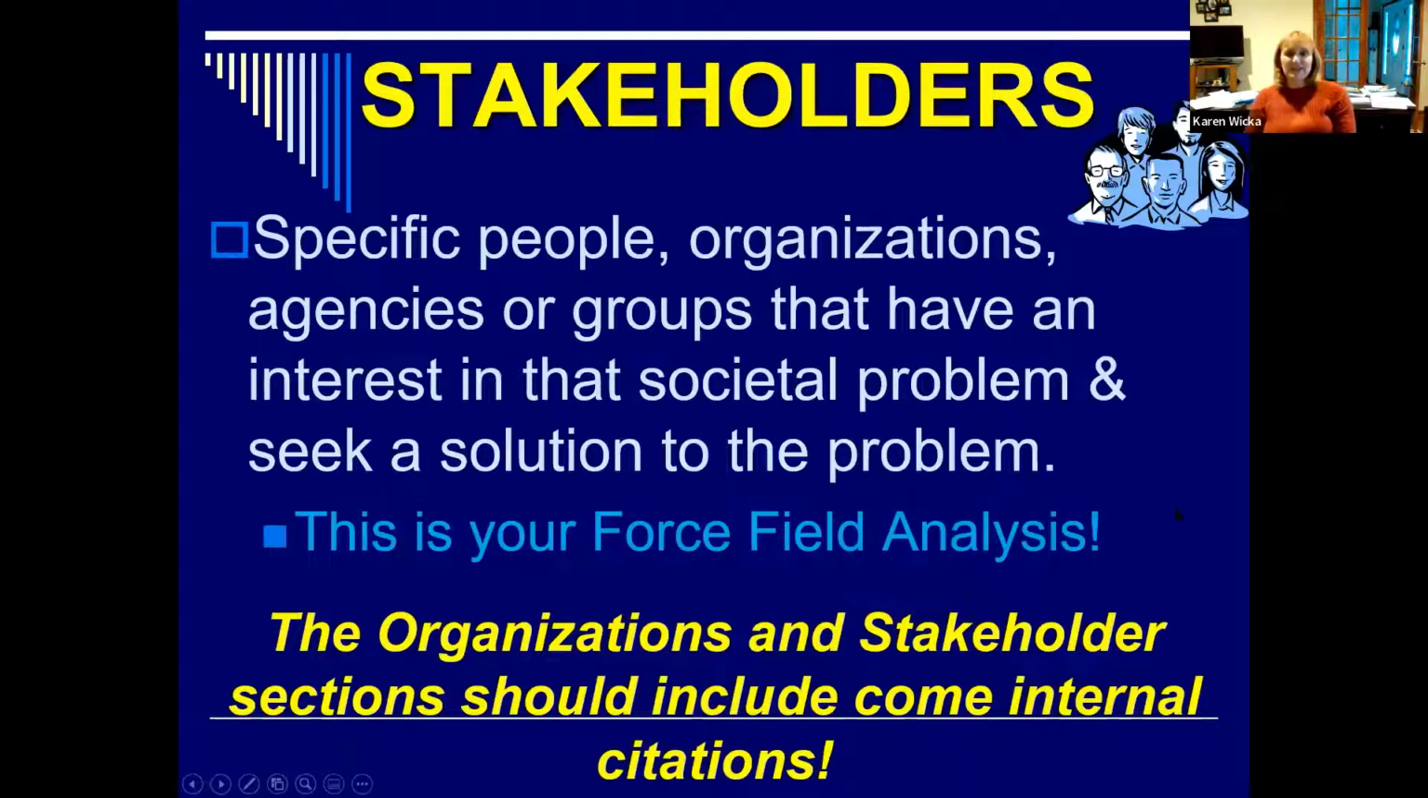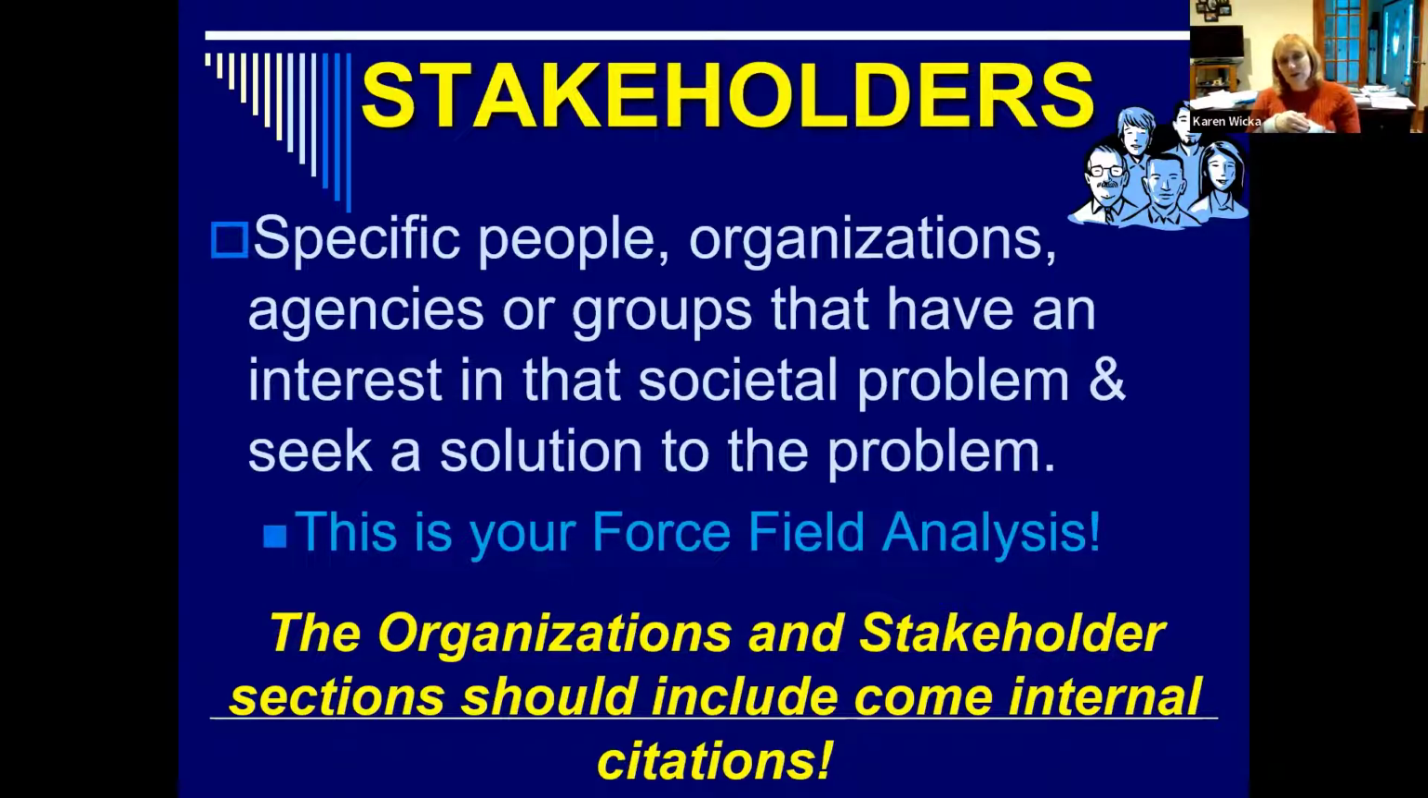The next section is stakeholders. You need to identify specific people, organizations, agencies, and groups that would be affected by your issue. Don't just say pro-death penalty people, anti-death penalty people. You need to tell me exactly who you're talking about. Who are the people that would be pro? What organizations, what groups, certain religions, certain genders? Tell me which ones are for, which ones are against.